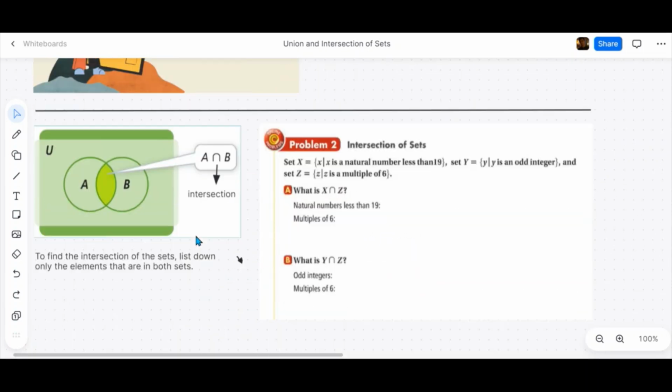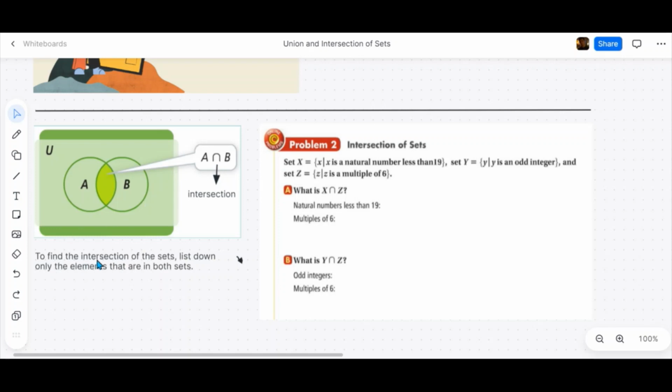Now, let us look at what the intersection of sets is all about. In a diagram, this is what the intersection of sets looks like. If we have set A and set B, the overlapping area here will serve as the intersection, in which you can find the common elements between set A and set B. In symbols, it is denoted by the inverted uppercase letter U.